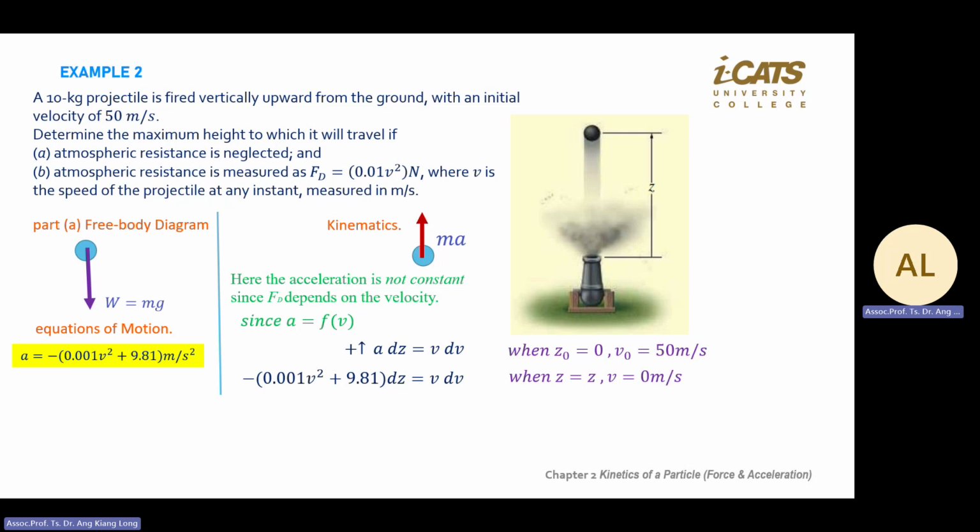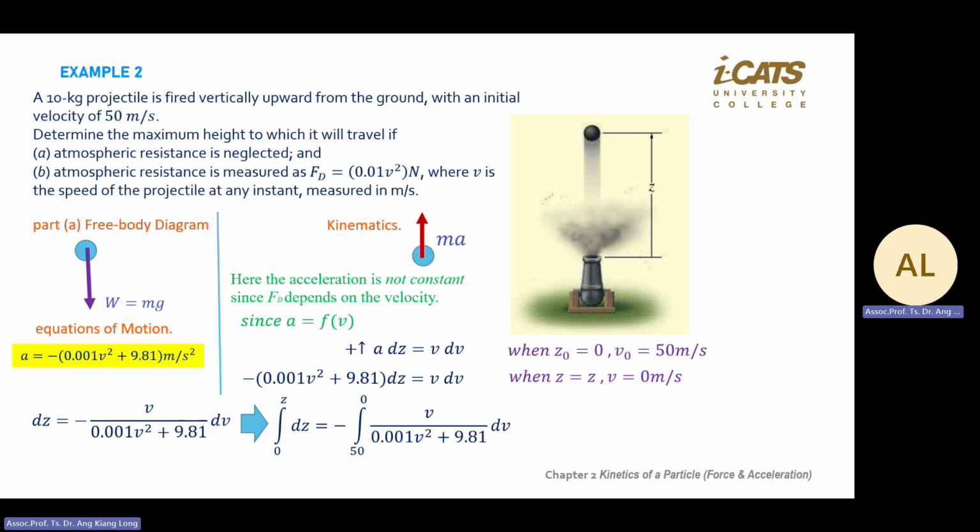So when z is 0, this is a boundary condition. When z is 0, v equal to 50. When z equal to maximum height, velocity equals 0. You have the boundary condition here. So you do integration. This one become this one. Make sense? You just rearrange the equation, then integrate that one. I will skip this step. This is the integration steps. I assume you already know, so I won't go deep into that.